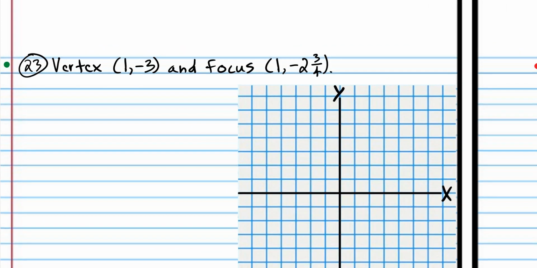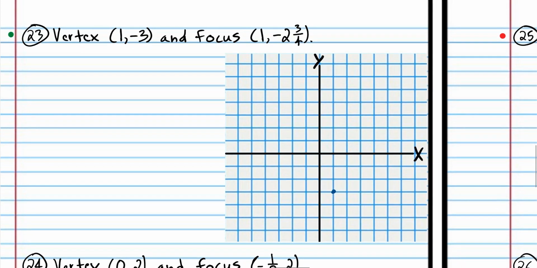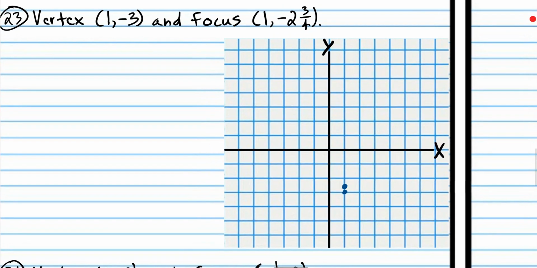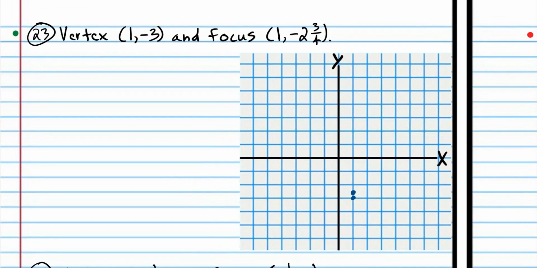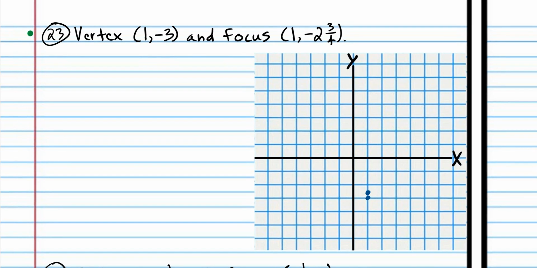Okay, we're back. The vertex is 1, negative 3. That's there. And the focus is 1, negative 2 and 3 fourths. So the focus is very, very close. But the focus is always inside the parabola, so that means the parabola is going up and A should be positive. Let's use our special formula. P is equal to 1 over 4a. What is P? It's the distance from the vertex to the focus. So P is obviously 1/4.